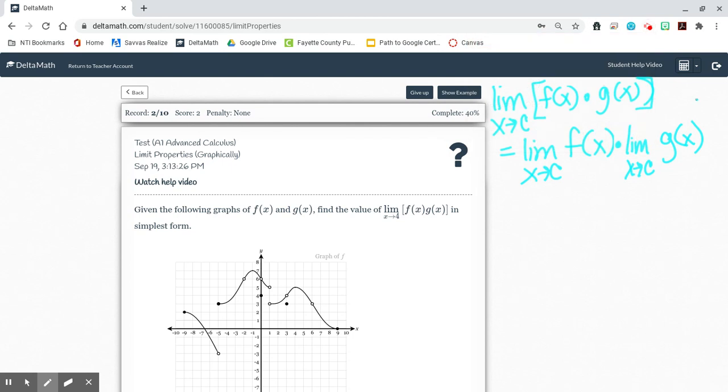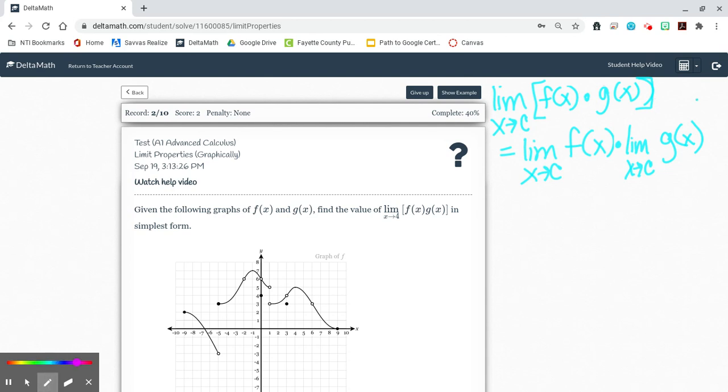Here's an example where you have to find the limit of a product. So the limit of the product property says that if you need to find the limit as x approaches c of f of x times g of x, then you can split that up and find the limit of each function at c and then multiply those results together.